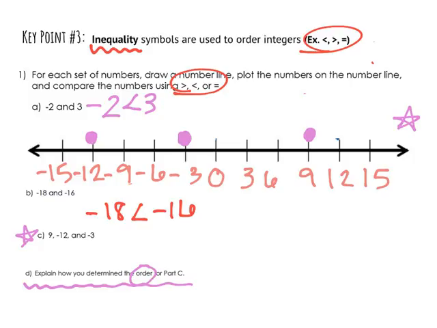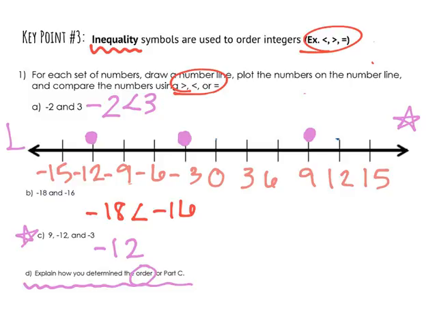As I look at these 3 plotted integers and I'm asked to compare them, I know that whatever integer is plotted furthest to the right on the number line is going to be the biggest, the largest or greatest value. I know that whatever integer is plotted furthest to the left on the number line is going to be the smallest. So I'm going to look at my number line and see that negative 12 is the furthest integer plotted to the left. And the further you go on the left, the smaller the value becomes.